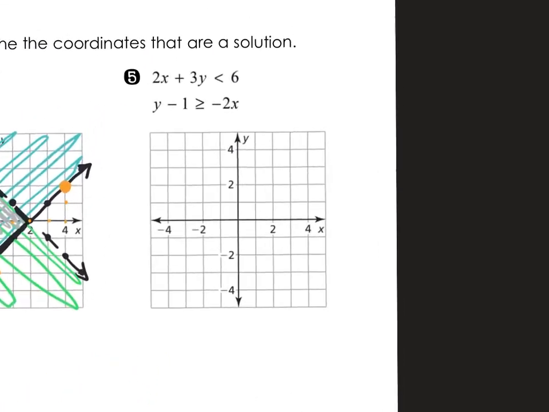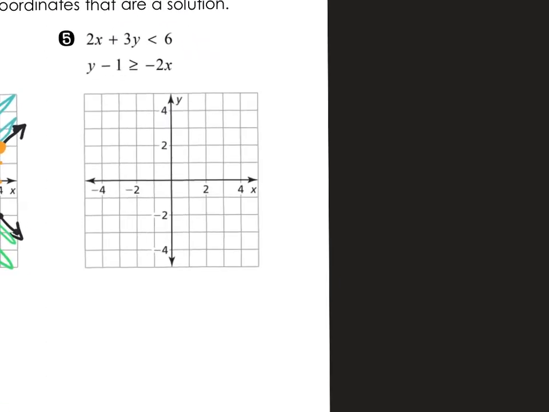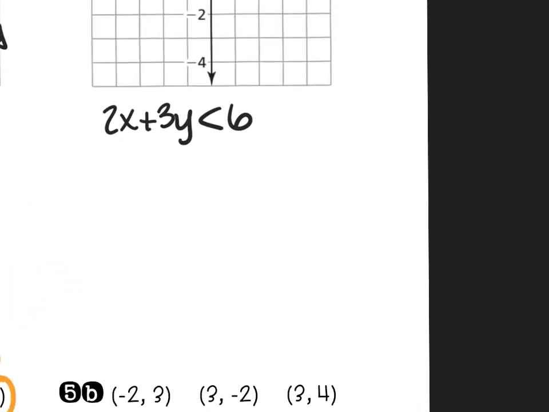Okay, last one here. These two inequalities are not in slope-intercept form because y is not currently by itself. So I need to do that, so I'm going to write those under here to rewrite them. So I'll start with this one. If I want y by itself, I can subtract 2x. Remember, I cannot subtract it from 6 because they are not like terms. So that's 3y.